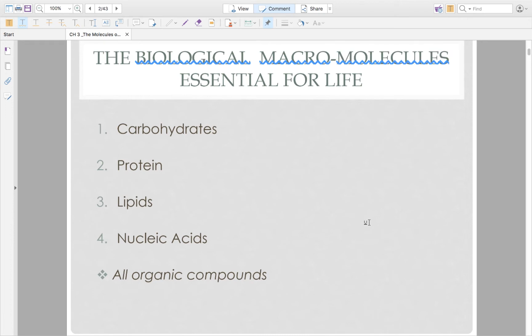Now, these that we're going to talk about today are essential for life. What does essential mean? Essential means that you cannot live without it. They're essential for life. Okay, there's 4 biological macromolecules that are essential for life. Carbohydrates, proteins, lipids, and something called nucleic acids. All right, now all of these are organic compounds, and these are the biological macromolecules of life.